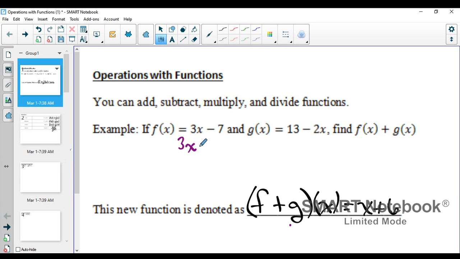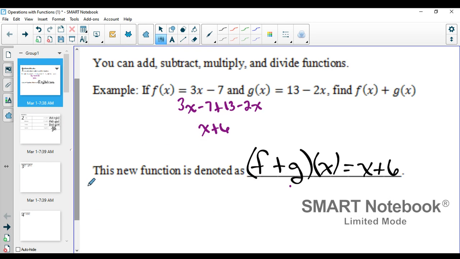So 3x minus 7 plus 13 minus 2x. And then we just combine like terms. So 3x and negative 2x is just x, and negative 7 plus 13 is 6, so x plus 6. So a different way to write that is that you put the f plus g in one set of parentheses of x equals x plus 6.